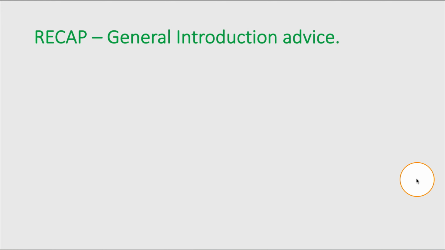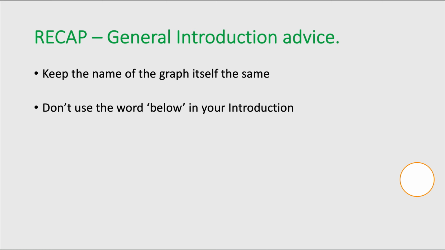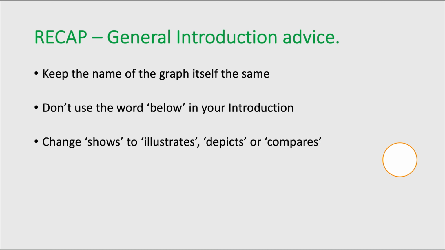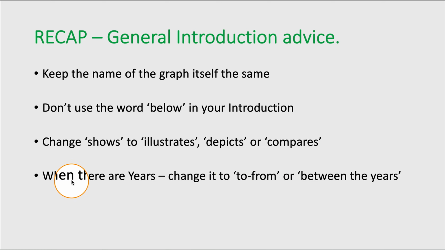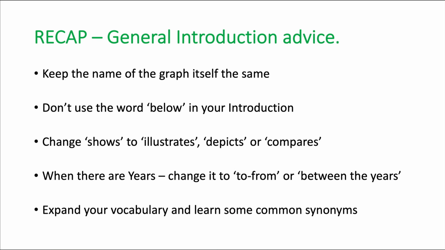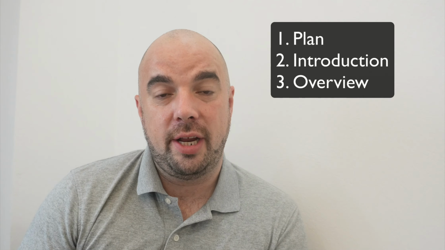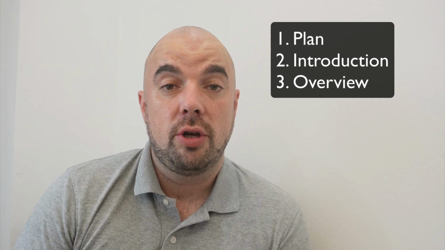So overall, the general introduction advice would be to keep the name of the graph itself the same. Don't use the word "below" in your introduction. Change "shows" to "illustrates", "depicts", "compares", or "gives information about". When there are years, change "from to" to "from" or "between the years". Finally, try to expand your vocabulary and learn some common synonyms that may come up in the IELTS Writing Task 1 academic.